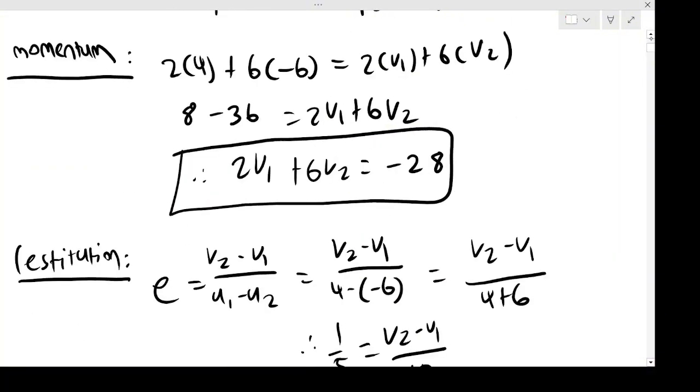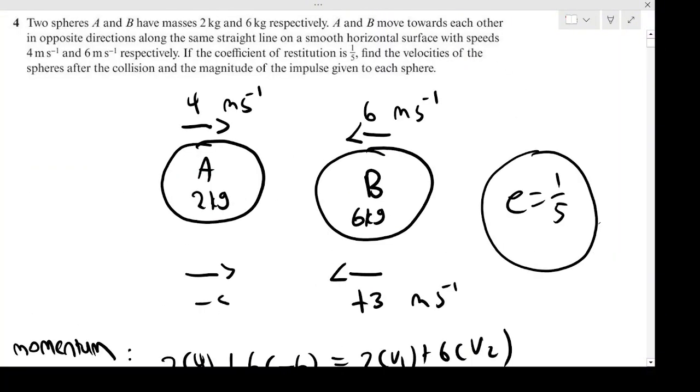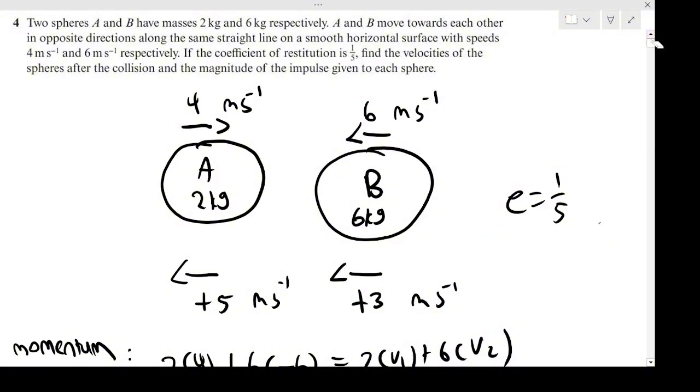And again, this is negative, right? So if we say it's minus 5 for v1, again, that's saying we have to reverse, we have to change the direction. So we need to flip it, and it's positive now. So that is telling me it is indeed moving backwards. And so there we are. So these are my velocities. A moves 5 meters per second backwards and B moves 3 meters per second backwards.